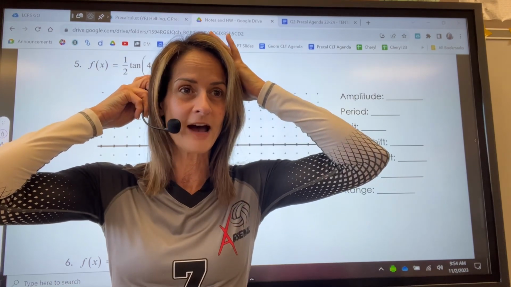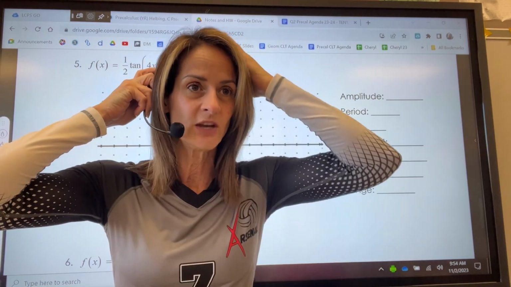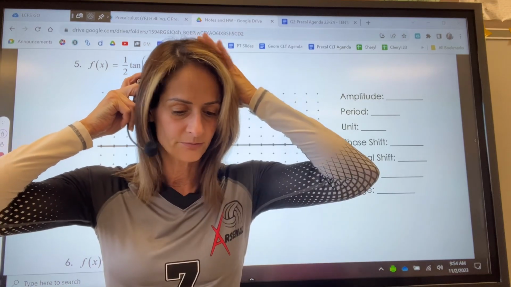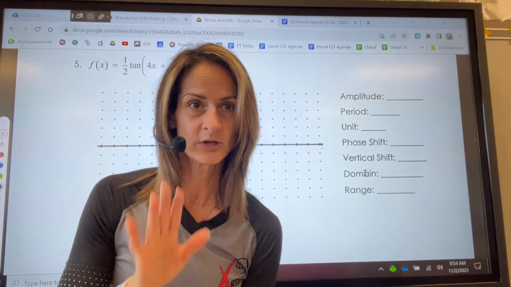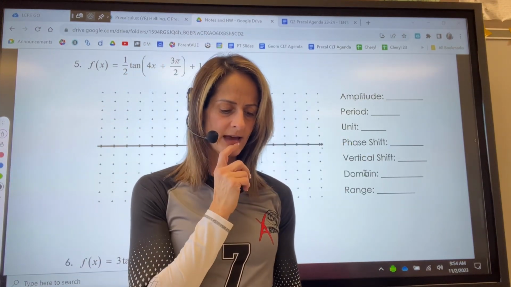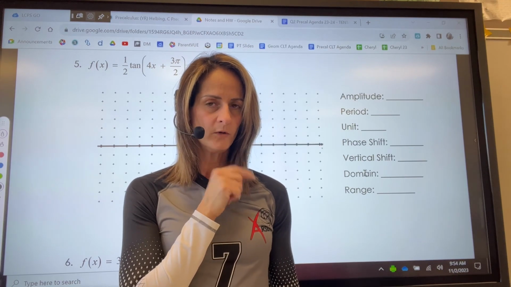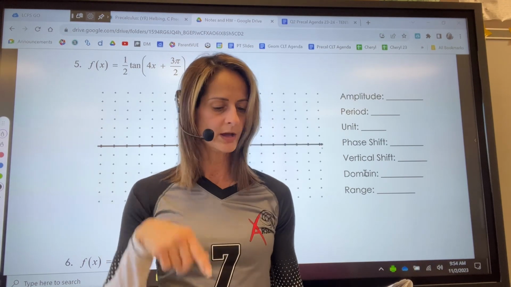Today we are going to graph a tangent function. We've got a phase shift, a vertical shift, got all sorts of stuff. It doesn't get any more difficult than this. I think the only thing this doesn't have is a reflection over the x-axis. So we'll go ahead and start.